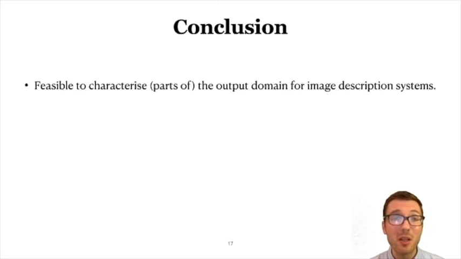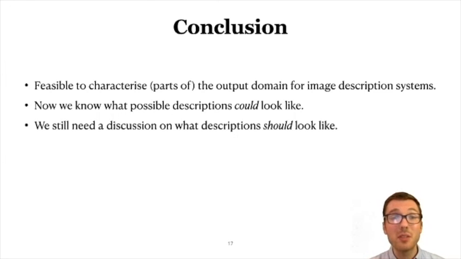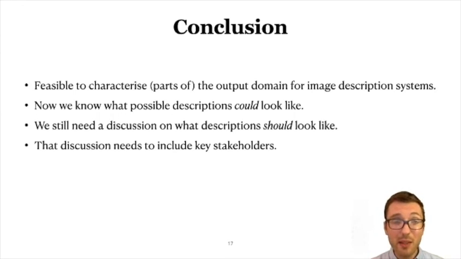For a conclusion, I think this work at least shows that it's feasible to characterize parts of the output domain for image description systems. So now we have a fairly full characterization of people descriptions in the Flickr 30K and MS Coco dataset. And so we know what possible descriptions could look like and also what systems tend to output. But we still need to have a discussion on what description should look like. And I think that discussion needs to include key stakeholders.